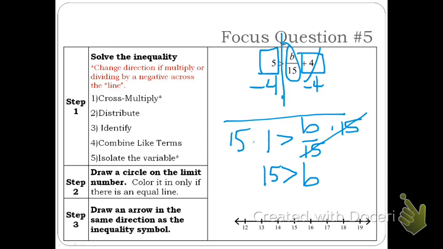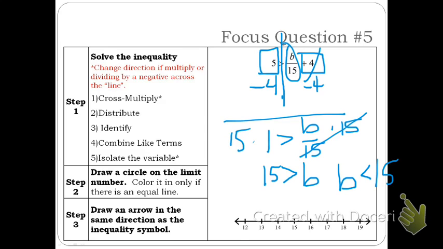If you don't like to have your variable on the right-hand side, because remember, right is wrong, you can flip it around. But when you do so, make sure you also flip your inequality so that it's still saying the same thing. So b is less than 15, or 15 is greater than b, is saying the exact same thing.